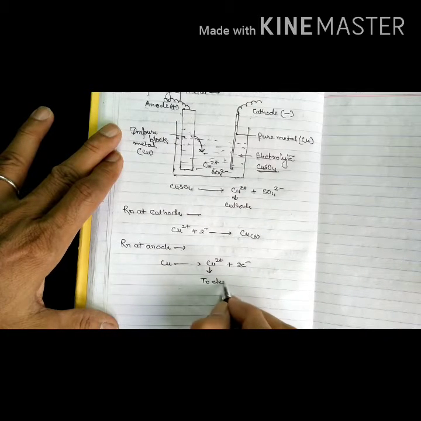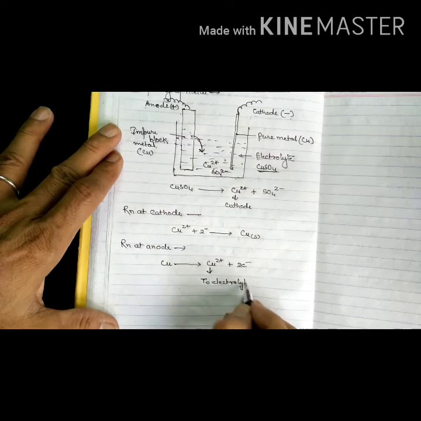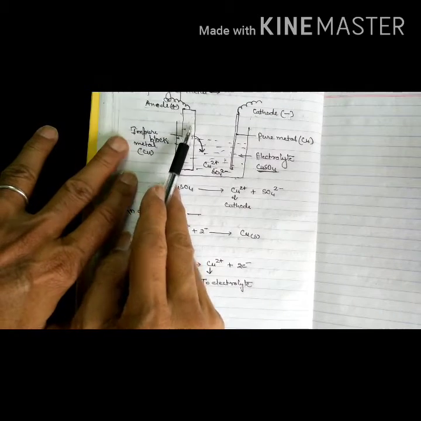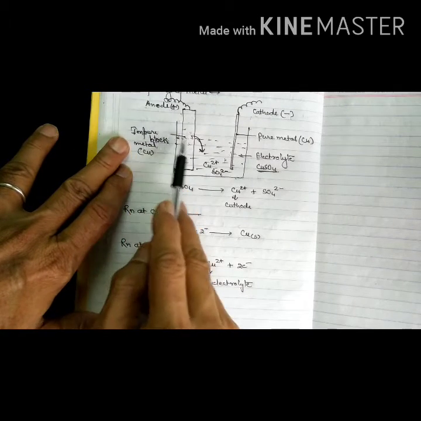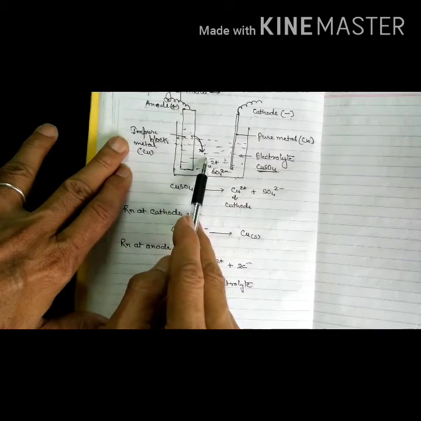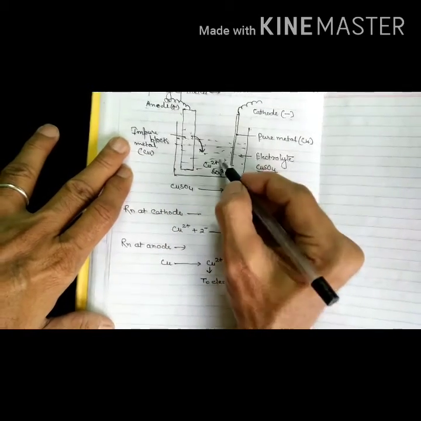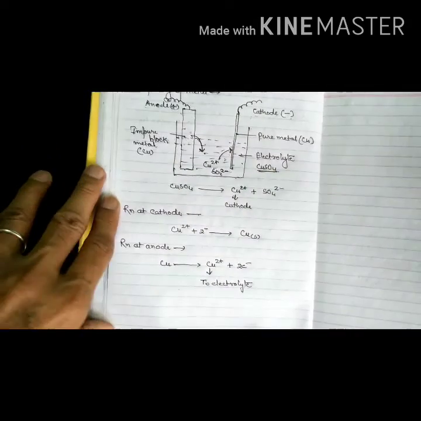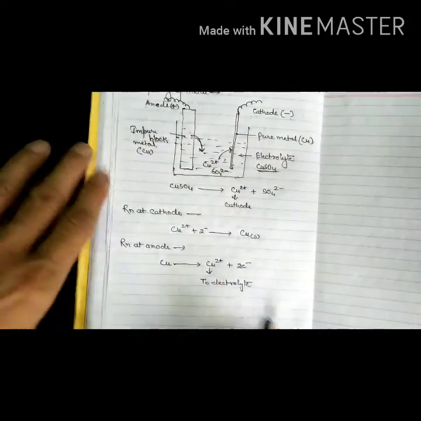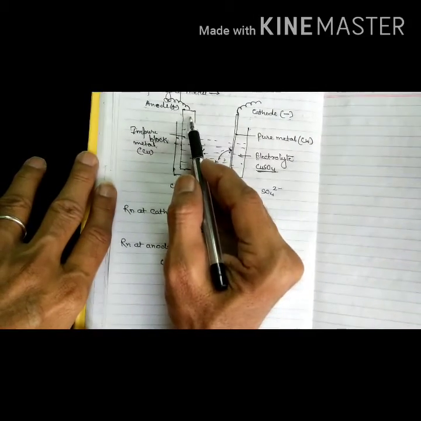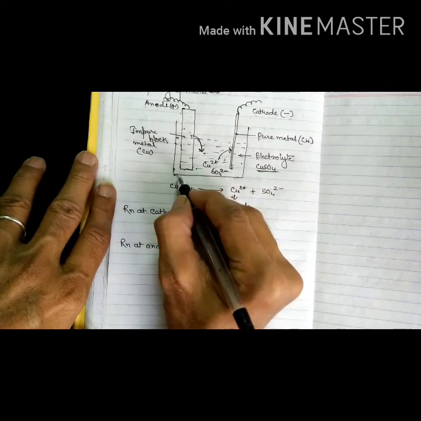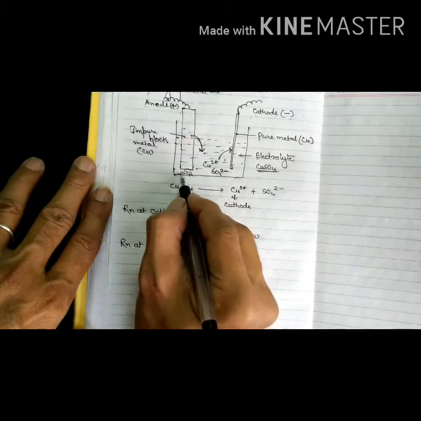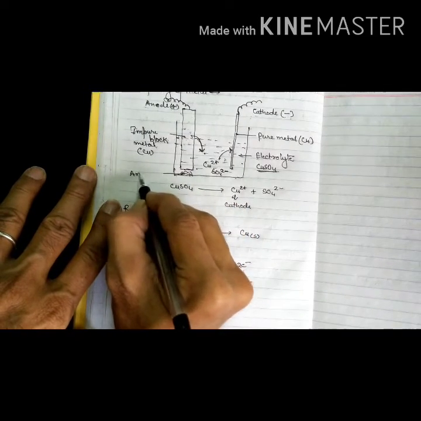To the electrolyte. So in this way, all the copper metal present in this impure block comes to the electrolyte, and from the electrolyte it gets deposited over the pure copper metal. So in this way the anode gets thinner and thinner, and the impurities get deposited below the anode, which is called anode mud.